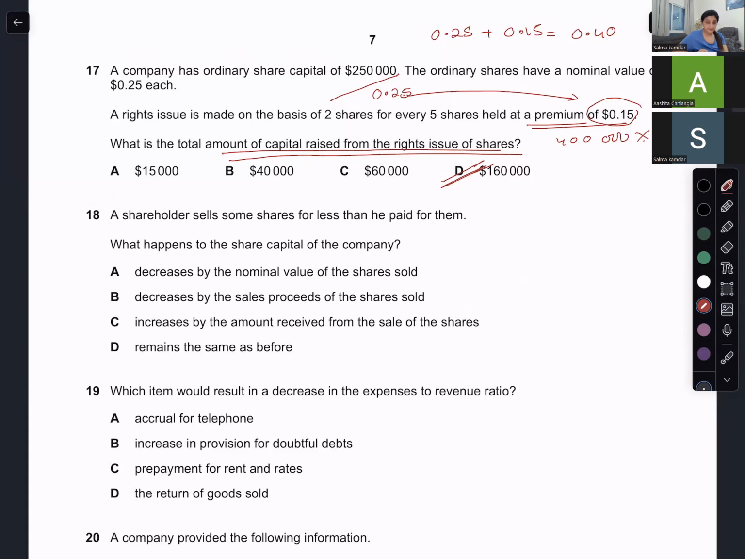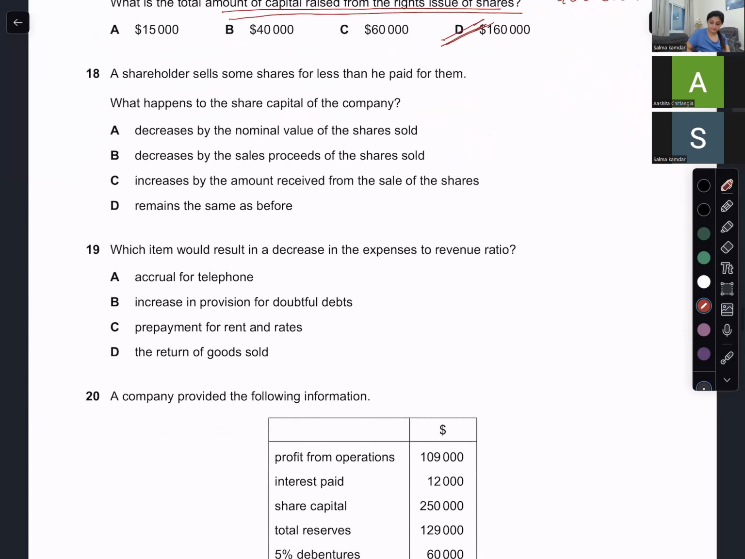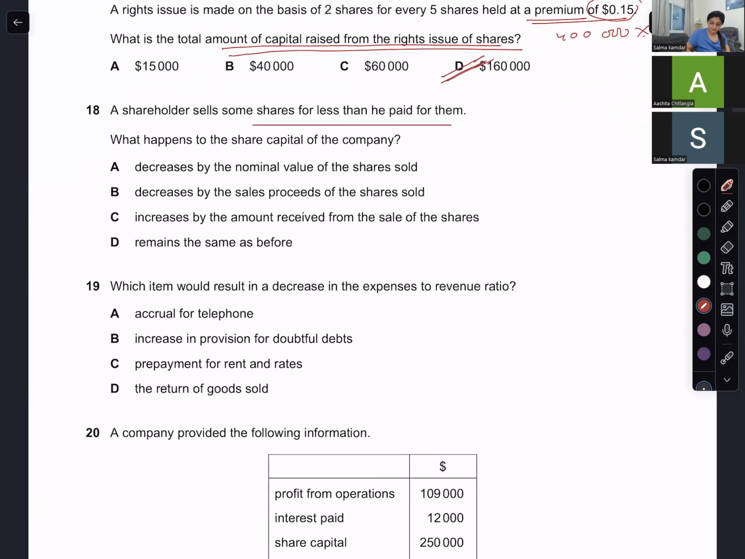Next one. A shareholder sells some shares for less than he paid for them. What happens to the share capital of the company? Does the company have anything to do with what the shareholder does? No. Shareholder sells it at a higher price, shareholder sells it at a lower price, nothing will happen to the share capital of the company. So the share capital will remain the same.